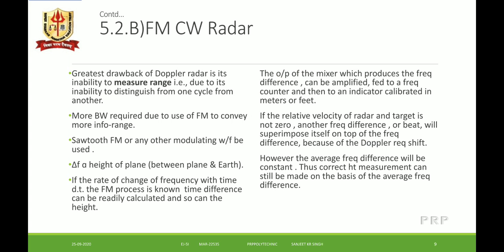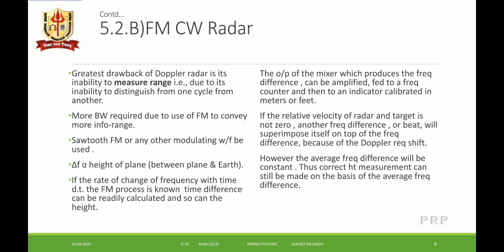Here the frequency shifted signal is proportional to the height of the plane, that is, the distance between the earth and the plane, and if the rate of change of frequency with time due to the FM process is known, the time difference can be readily calculated, and so can the height. The output of the mixer which produces the frequency difference can be amplified, fed to a frequency counter, and then to an indicator calibrated in meters or feet. So it will give the range.